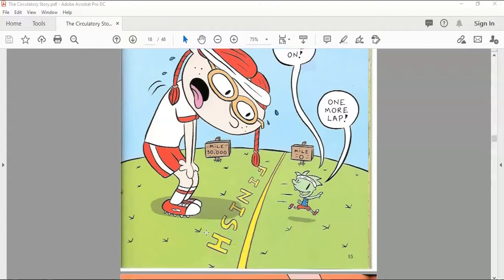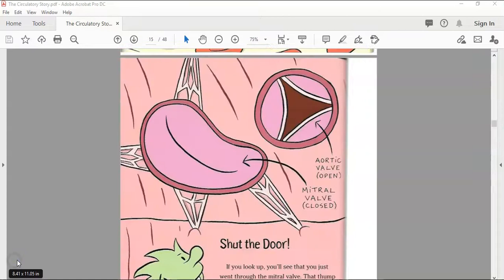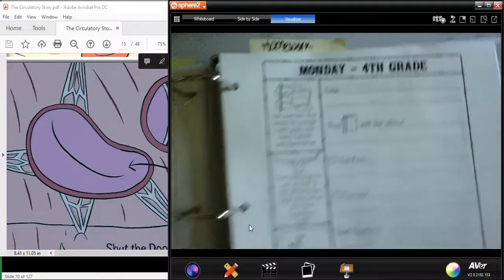Okay, so we're going to go ahead and stop on page 15. Remember, our goal was to read up to page 15. Make sure you take out your daily comprehension. We are on Monday, and you're also going to need your composition book and a pen and a pencil if you have one. Okay, so let's go ahead and get started with Monday.